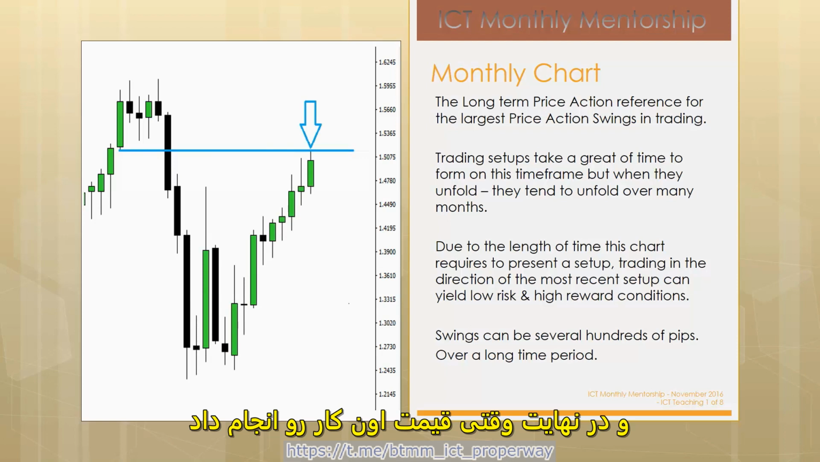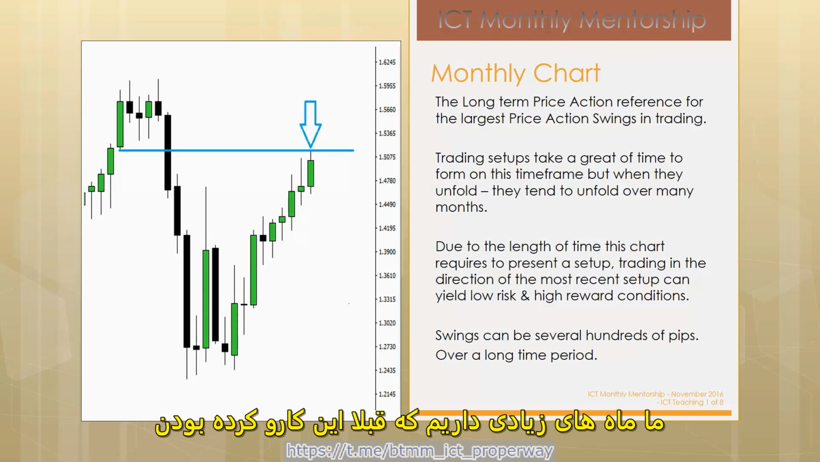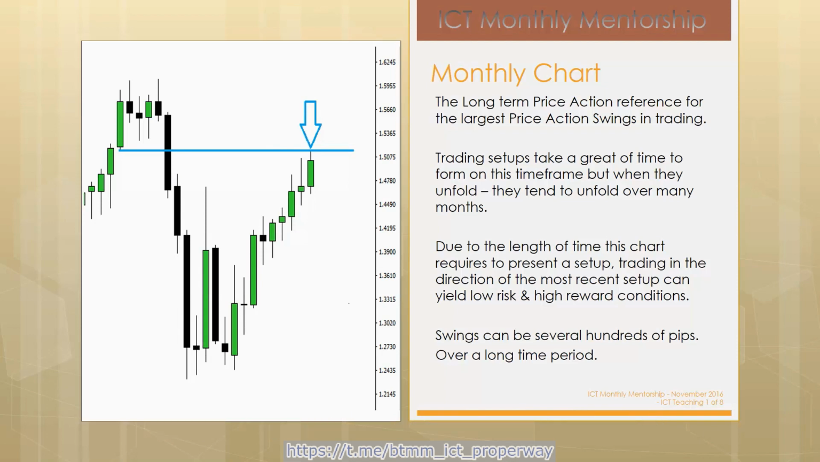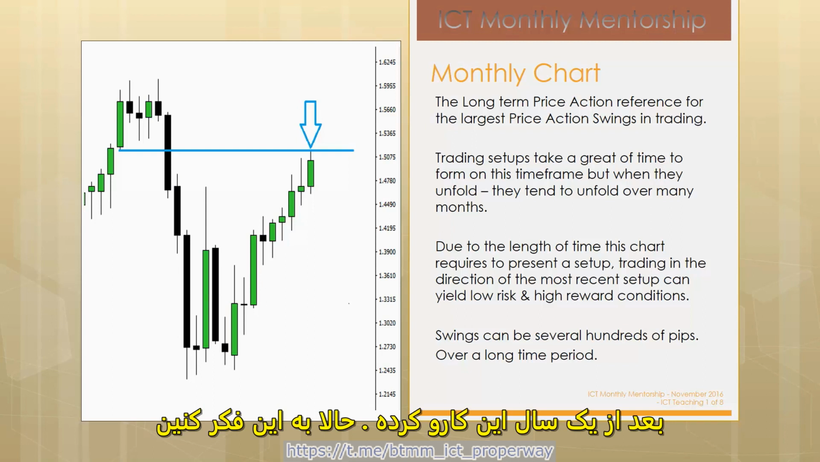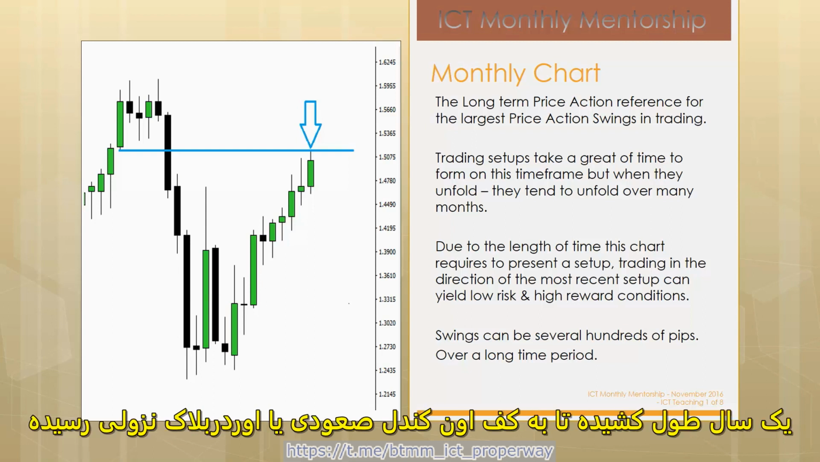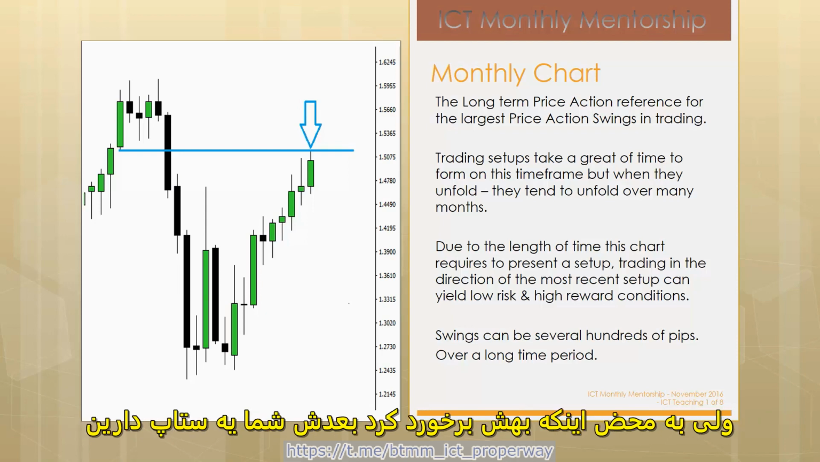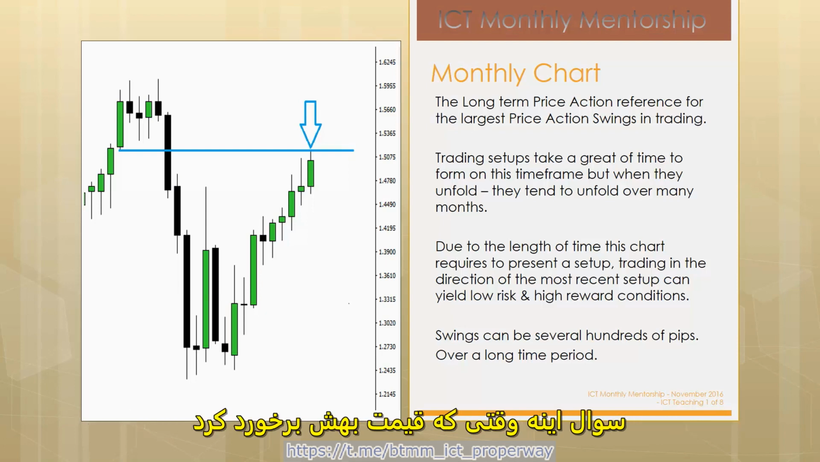So eventually when price does that, we have many months before it actually does it. Over a year transpires. Now think about this. Over a year transpires before price returns back to that up candle's low, or that bearish order block. But as soon as it hits it, then you have a setup.